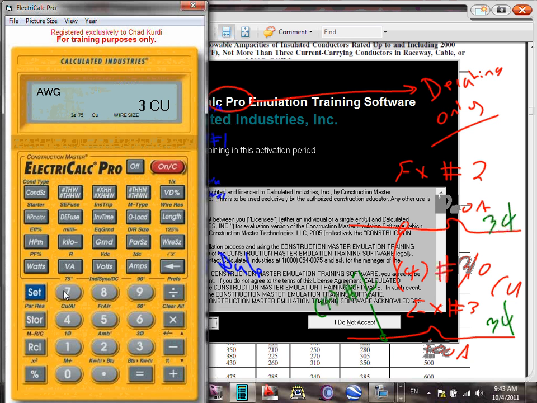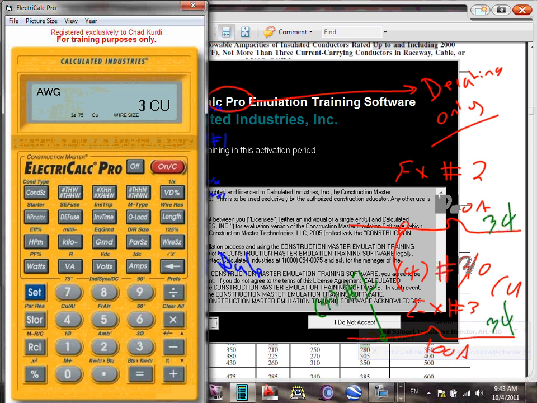Now say I know my equipment is rated for 75 on both ends, like in commercial. If we're in commercial, 90% of these panels, guys, are rated for 75 on both ends. So I size everything based on 75. Look what I did. I just set it on 75. It gave me number 3 copper. Any question, guys?